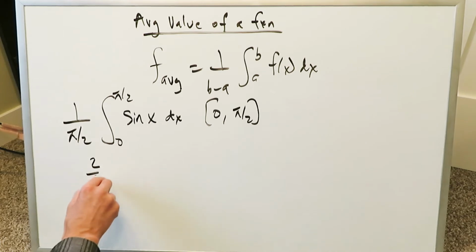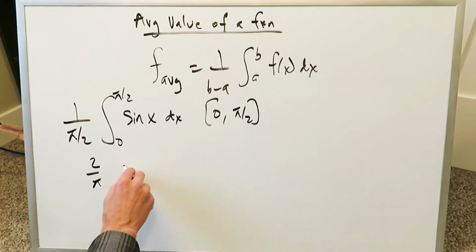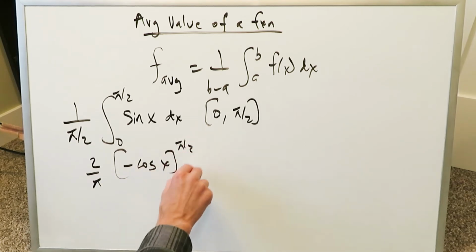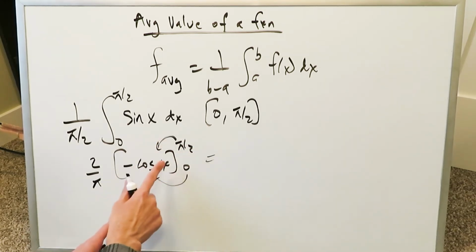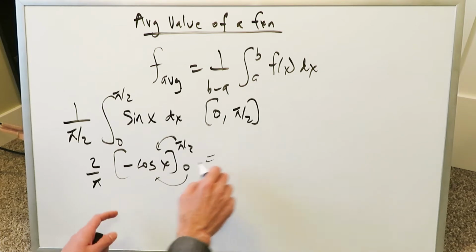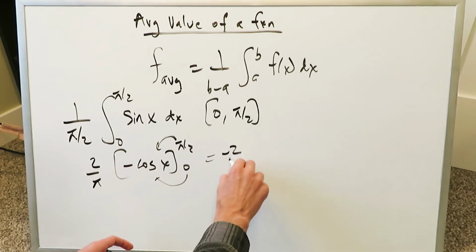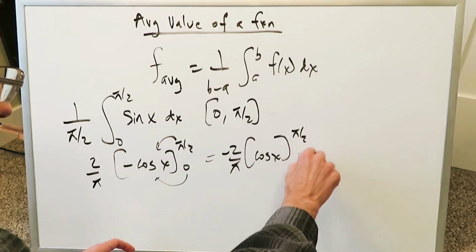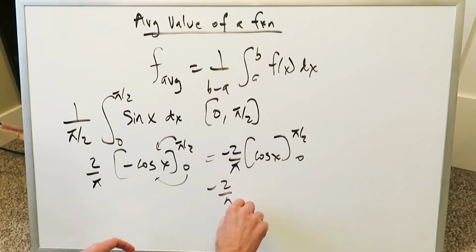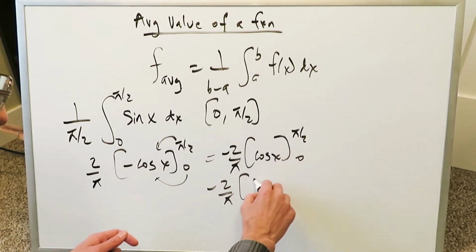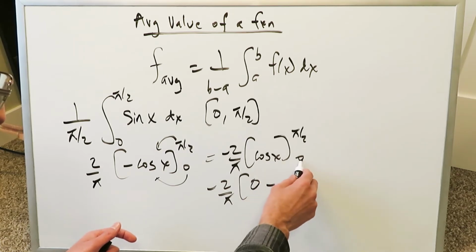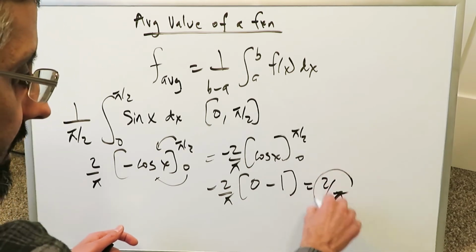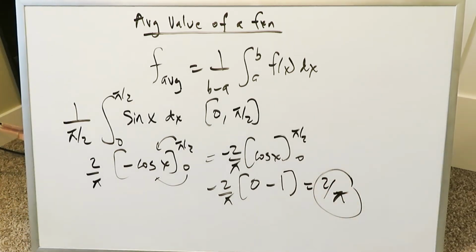Here you get a 2 over pi, and then you do the definite integration, which would be minus cosine x, evaluated from 0 to pi over 2. You can push this minus outside if you want: minus 2 over pi, then cosine x from 0 to pi over 2. Cosine of pi over 2, 90 degrees, is 0, but cosine of 0 is 1. And then you end up having 2 over pi. You can do a calculator decimal value of 2 over pi, but you don't have to.